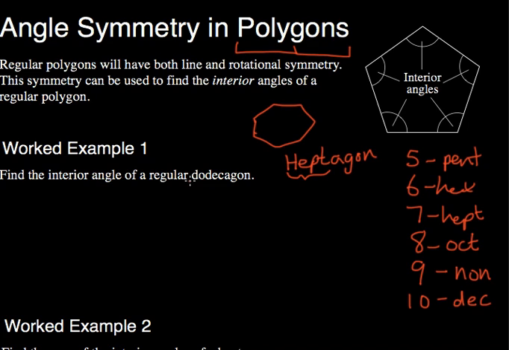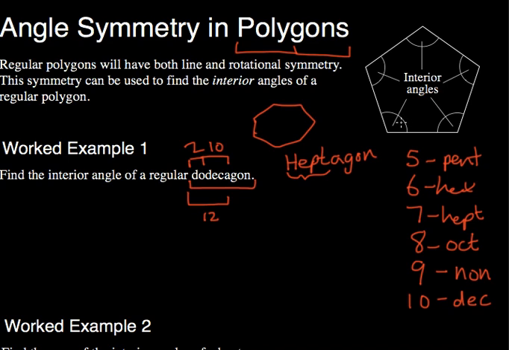Now this one here, dodecagon, that actually means, the do means 2, the dec means 10, and this overall means 12. So this must have 12 angles in it. But I've leapt ahead here a little bit. What we're doing here is the interior angles.